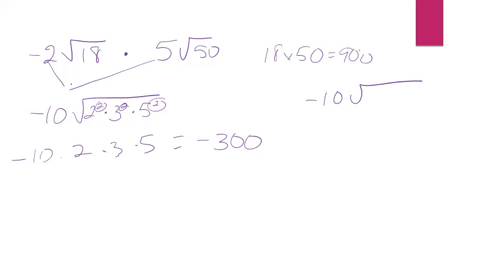Whenever we're putting it in here, we can look at our prime factorization of 18, which is 2 times 3 squared. And we can look at our prime factorization of 50, which is 2 times 5 squared. We can automatically see that the 3 and the 5 can come out because they're squared. And then we have two 2's that can come out. So again, we see that we have a 2, a 3, and a 5, all times negative 10, which is going to equal the exact same number. So you can choose whichever method you prefer.